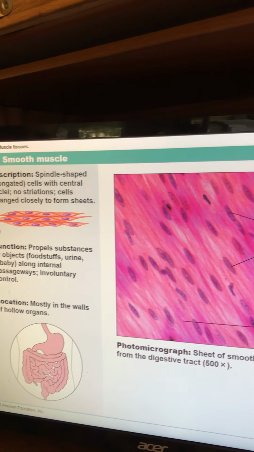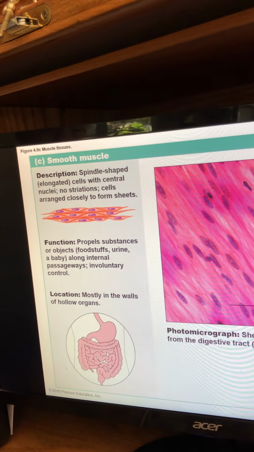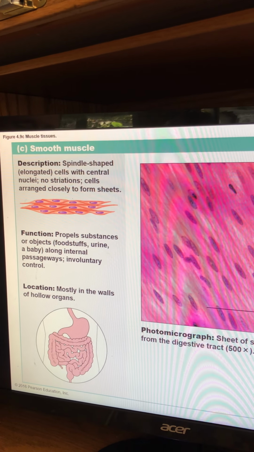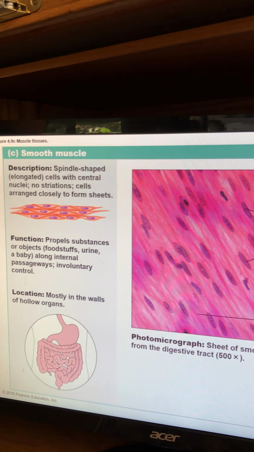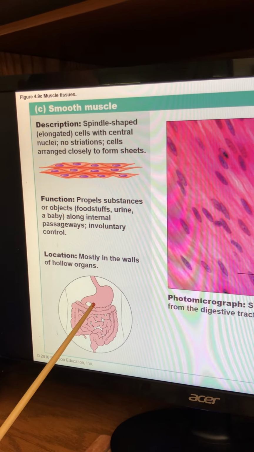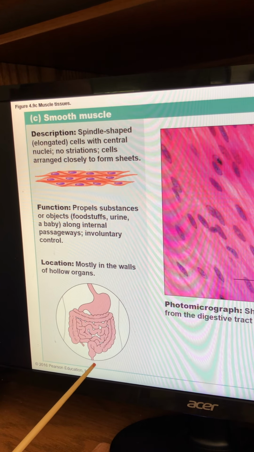So this is really what it looks like. This is what you would see under a microscope at 500x. And the purpose of this is to propel things through tubes in your body. You have lots of tubes in your body. Here is the esophagus going into the stomach, which is a tube, which is going into the small intestine, into the large intestine, and all the way out.